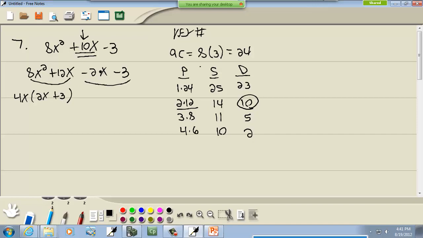Then we look at just our last group and see what they have in common. They have nothing in common, but my first term is negative. Whenever your first term is negative, you always want to factor out a negative. So factor out a negative 1, and that gives us 2x plus 3. Our goal is to get this parentheses the same as that, which it is. So I'll factor out the 2x plus 3, and that leaves us 4x minus 1. And that's our answer.